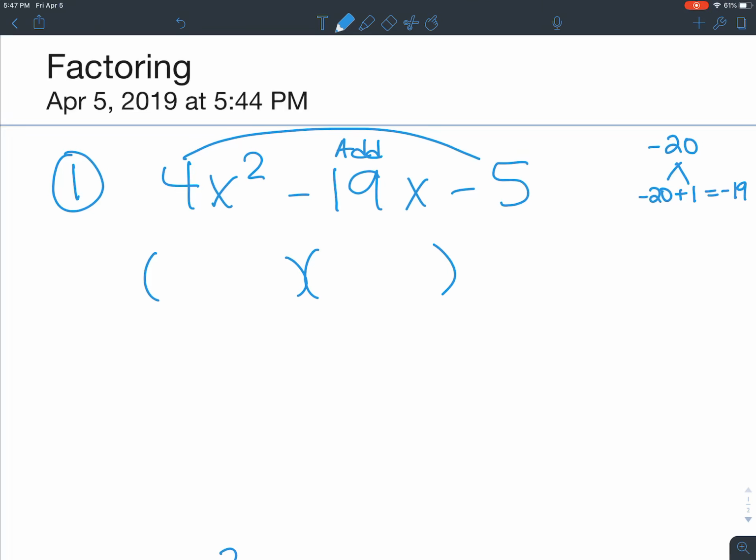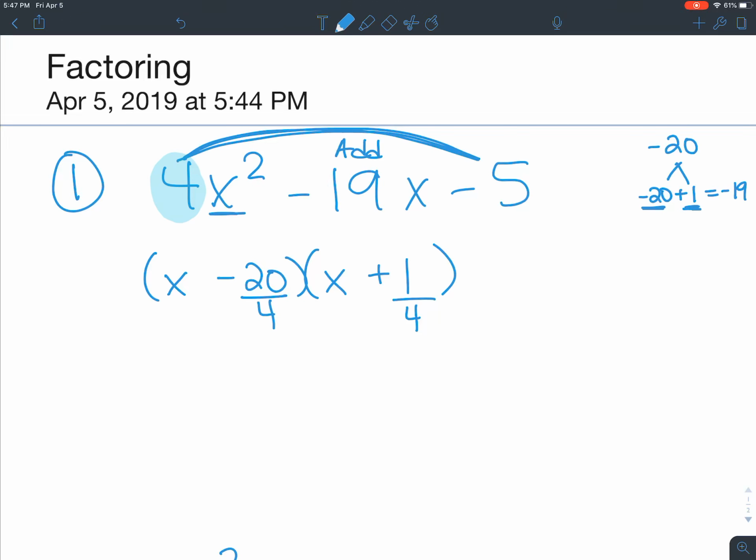Okay, so this is x squared, so we're going to say that x times x is x squared, just like we did in the past. And then we're going to take those two numbers, -20 and +1, and we're going to put them there. But because we had to multiply 4 times 5, we're going to take this 4, and we're going to divide both of these numbers by 4.